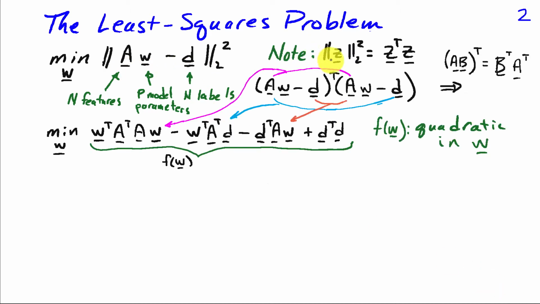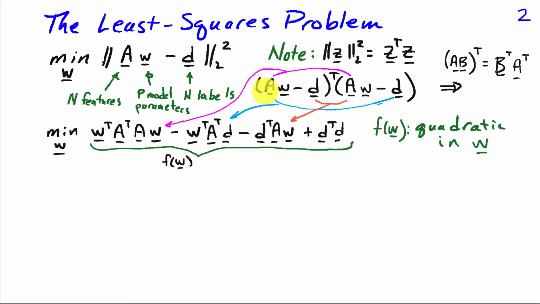The 2 norm of a vector squared can be written as the inner product of that vector with itself. So what we're going to do is expand this squared error out by representing the 2 norm as (Aw minus d) transpose times (Aw minus d). And one important property that we're going to need to use is that the transpose of a product is just the product of the transposes in the reverse order.